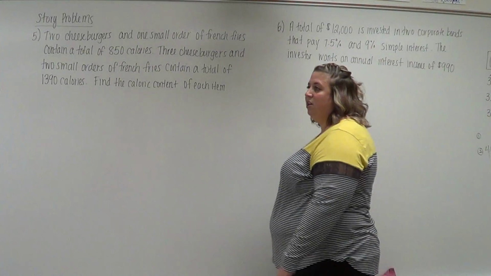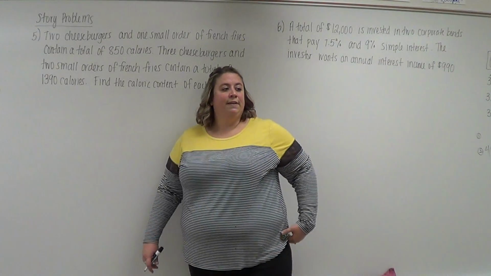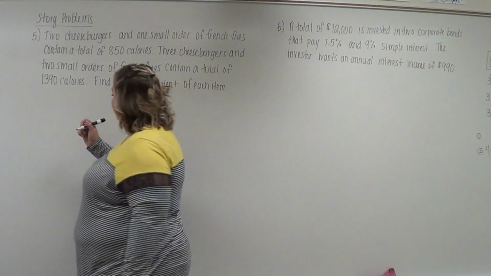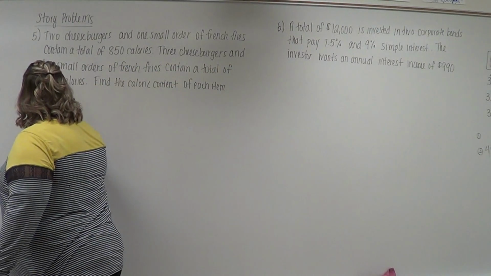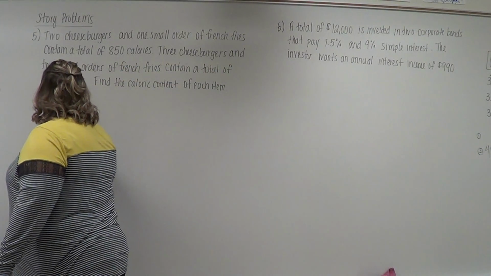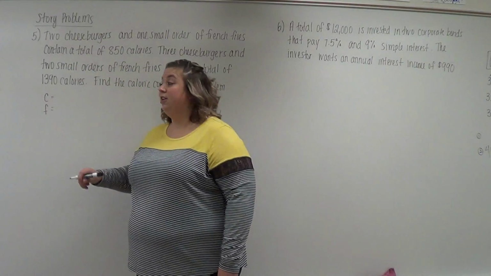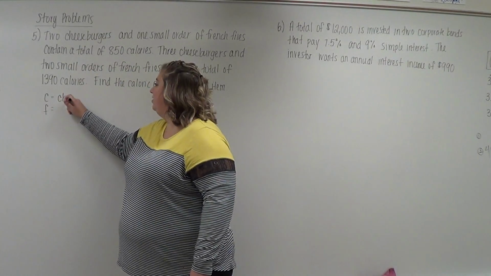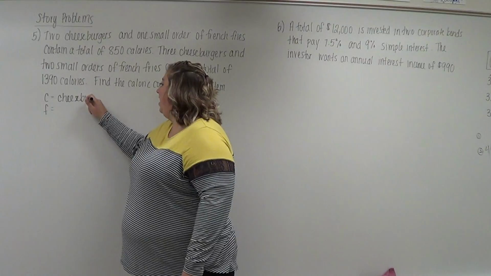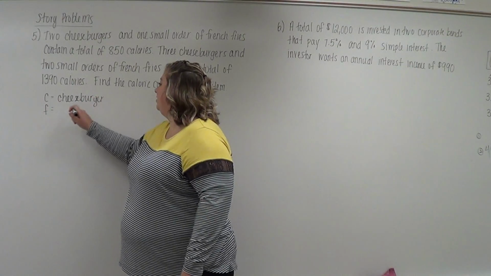Okay, so we need to write a system. What variables do you want to use? X and Y. You can use C and F. Okay, what's C going to stand for? Cheeseburgers. And F will be your french fries.